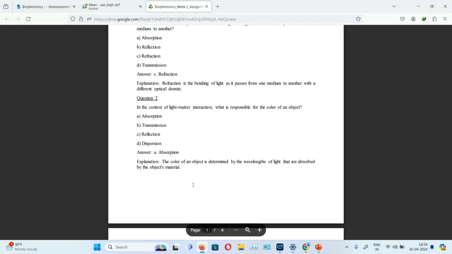So the answer is absorption. The color of an object is determined by the wavelength of light that is absorbed by the object's material. Okay.